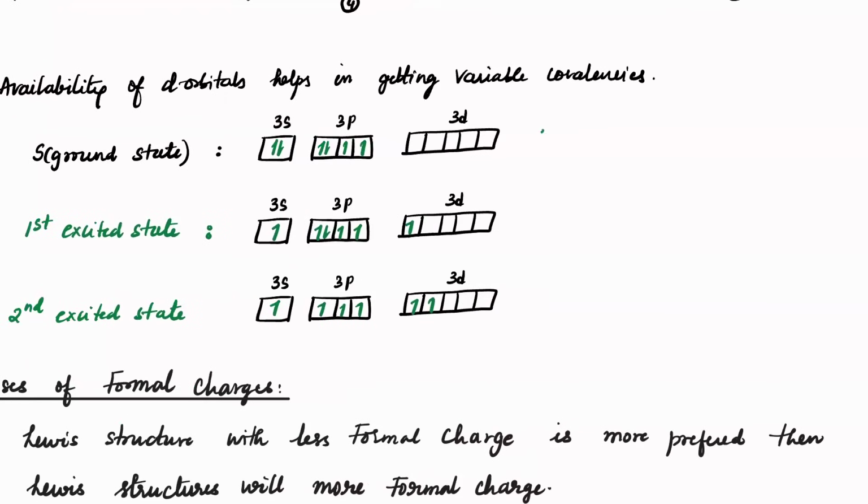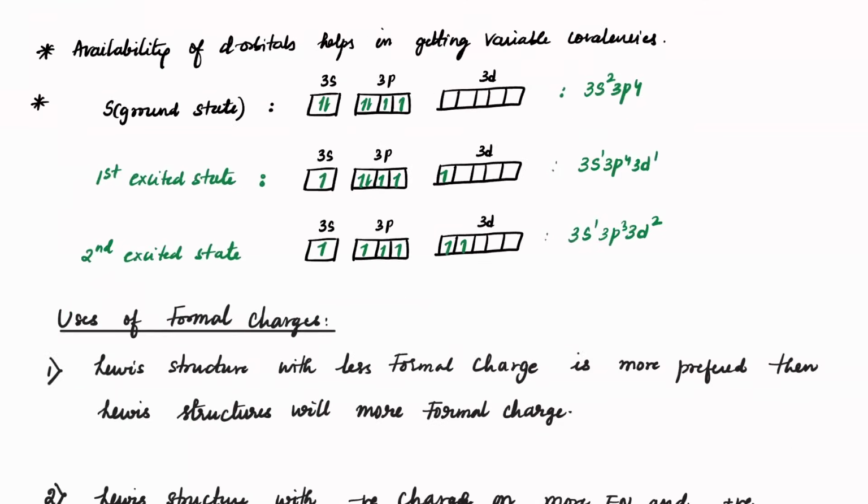So remember, the ground state sulfur configuration is 3s2, 3p4. The first excited state is 3s1, 3p4, and 3d1. The second excited state is 3s1, 3p3, and 3d2. The objective of opening up all the electrons and making more and more unpaired electrons is to invite more bonding. The more unpaired electrons we have, the more bonding you can get.